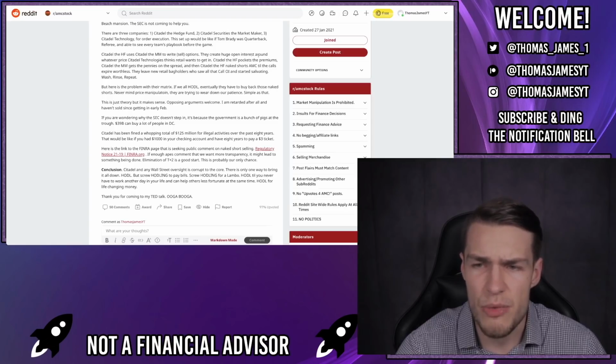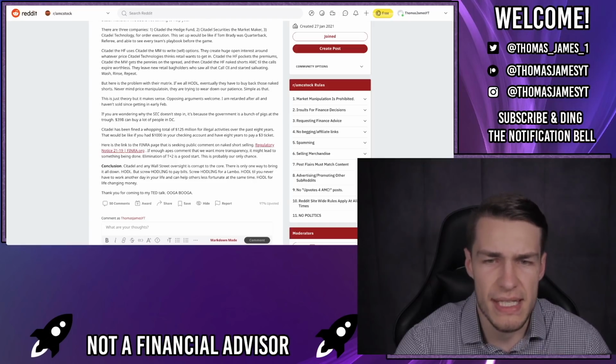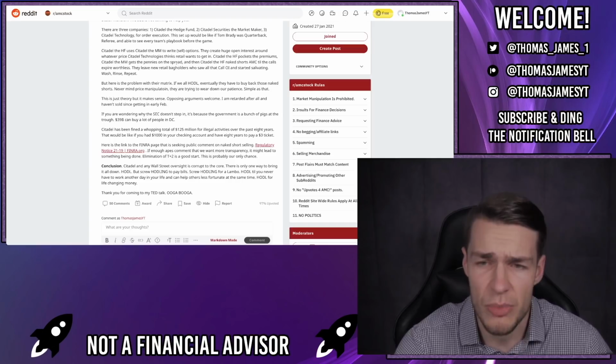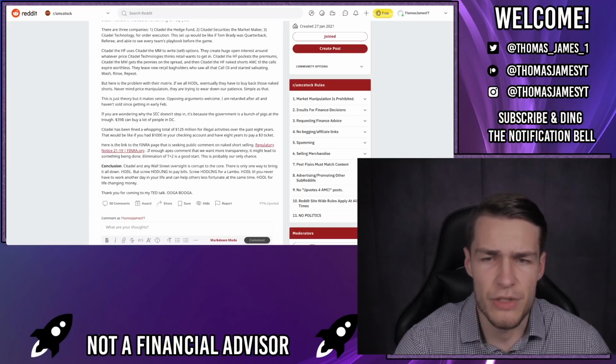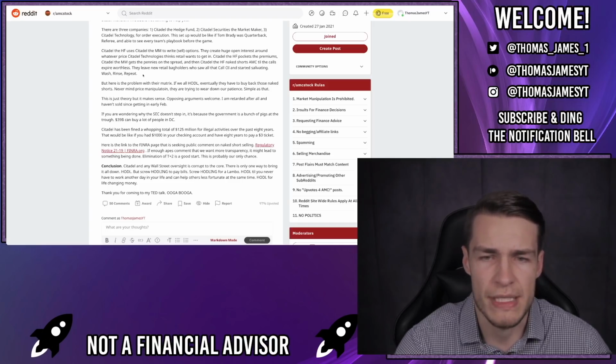They create huge open interest around whatever price Citadel Technologies or Citadel Connect thinks retail wants to get in at. Citadel the hedge fund pockets the premiums as they're selling the options. Citadel the market maker gets the pennies on the spread as they take the tiny bit off the top. And then Citadel the hedge fund naked shorts AMC till the call options that they just sold expire worthless, until they go out of the money. They leave new retail bag holders who saw all of the cool open interest and started salivating. Wash, rinse and repeat.